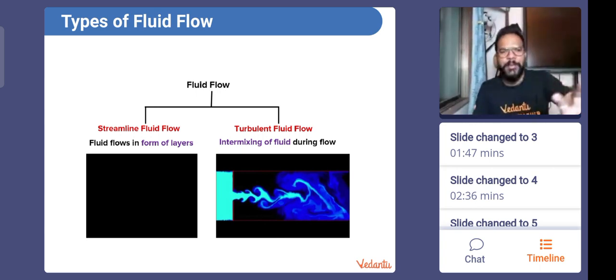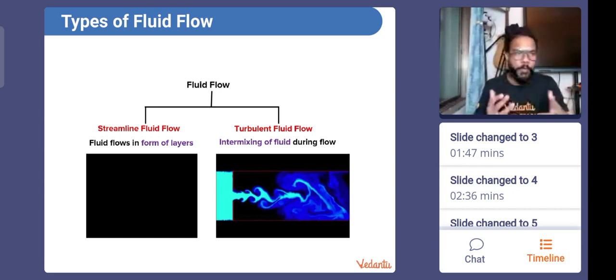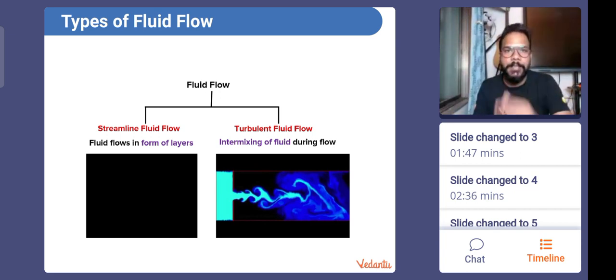Don't worry, on the left hand side there was supposed to be an image which is not here, maybe due to the high quality of the graphic image file, that's why it's not loading. And the second one is the turbulent fluid flow, which is the one where a lot of turbulence is going to happen. When the fluid moves, it is going to look scary. It's going to look very intermixed when it is flowing from one point to another.